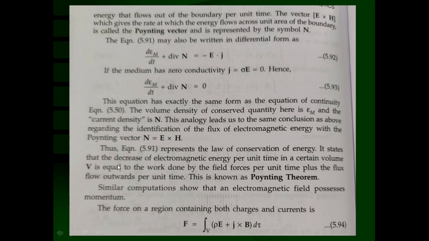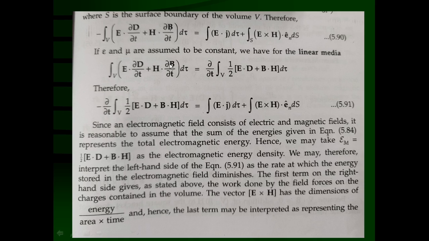It states that the decrease of the electromagnetic energy per unit time, minus dEm/dt, in a certain volume V, is equal to the work done by the field forces per unit time plus the flux flowing outwards per unit time. This is known as the Poynting theorem. So you can read this equation like this. This is equation 5.91, the mathematical representation of the Poynting theorem.